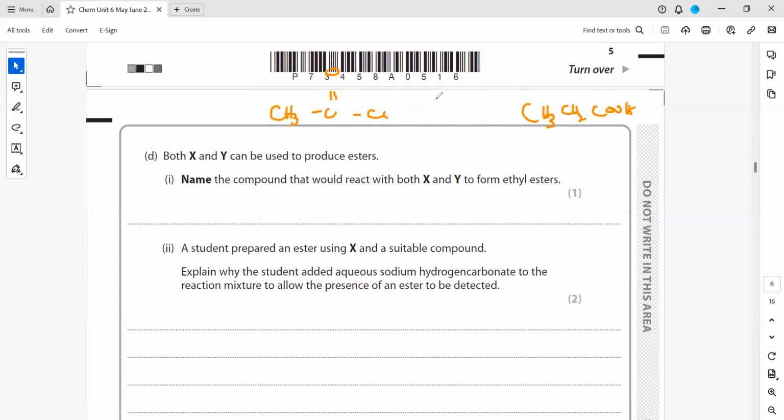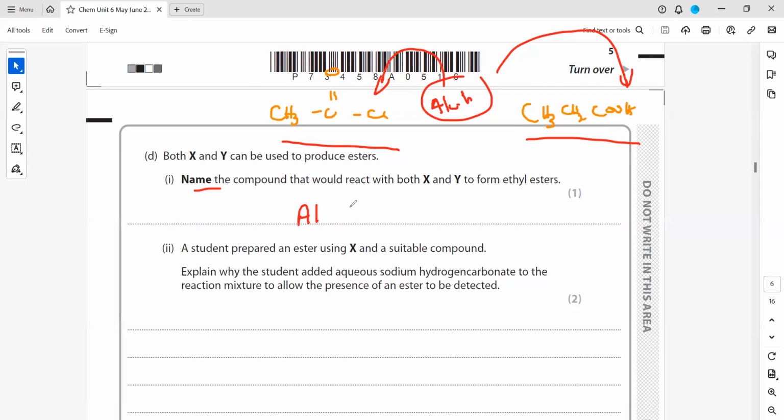We can react with any alcohol, because if we react alcohol with this, it will form an ester. Alcohol with this, it will also form an ester. But the advantage of using ethanoyl chloride is that the reaction will be irreversible. Here the reaction will be reversible. So to form an ethyl ester, which alcohol should we use? We should use ethanol. Ethanol reacts with both of them to form ethyl esters.